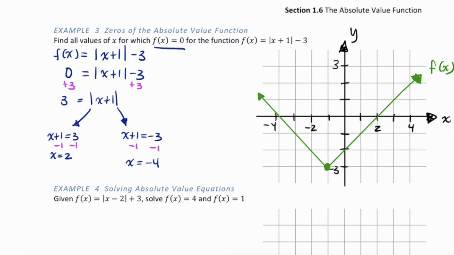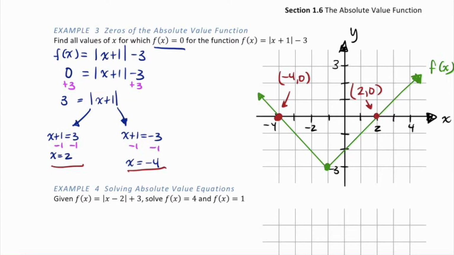So we want to know when f of x is equal to 0. That would be right along the x-axis. So let's highlight these x-intercepts in red. Here's one. This occurs at the point -4, 0. And here's our other point, which occurs at 2, 0. If you notice, these are precisely the solutions we obtained of x equals 2 and x equals -4.